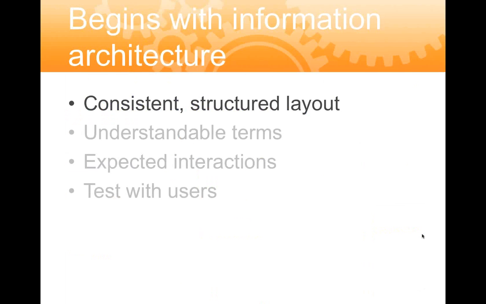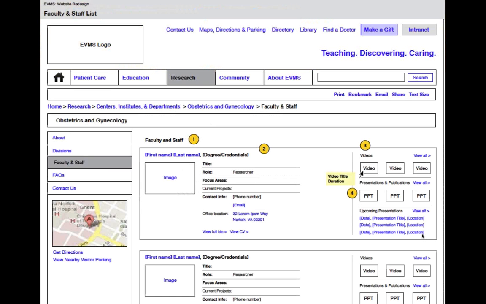So the most important aspect of information architecture with regard to complex content is using a consistent and highly structured layout. Taking a look at this wireframe, what I mean by that is that as you look at each faculty member on this page, basically every associated piece of information for a faculty or staff member is placed in the same position on the page. So there's a repetitive pattern, and this repetitive pattern of information is very important for a user scanning down the page and finding something they're interested in.